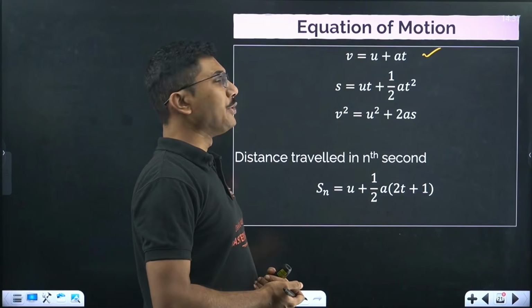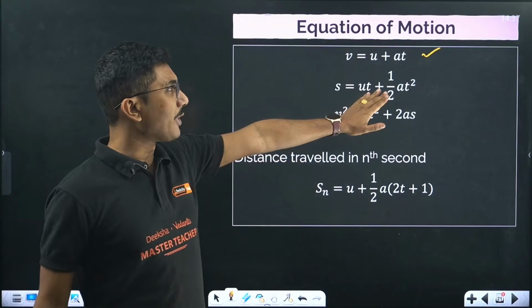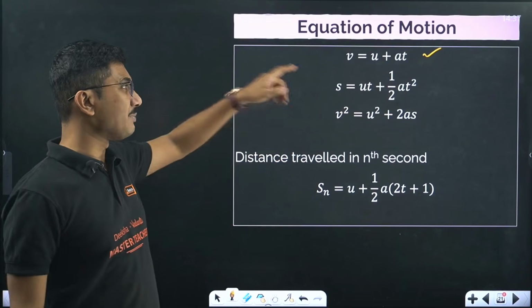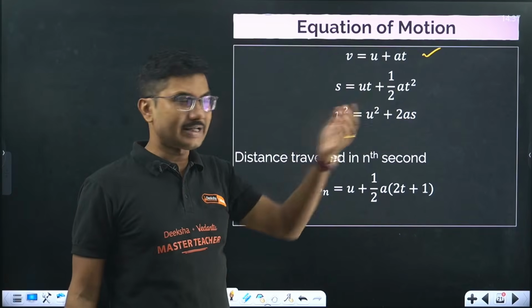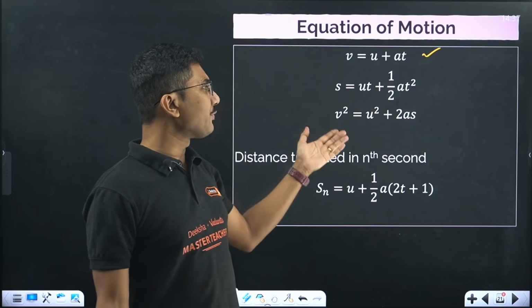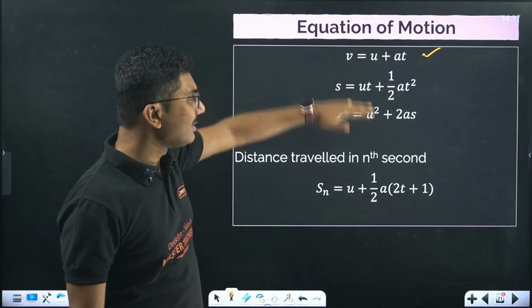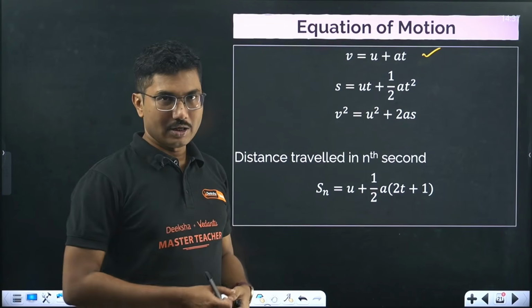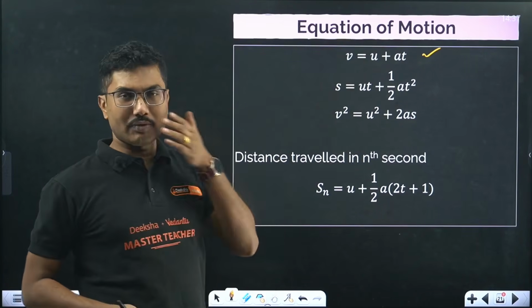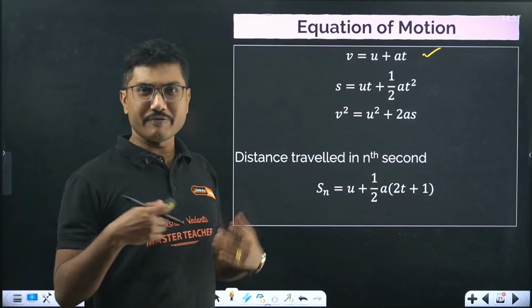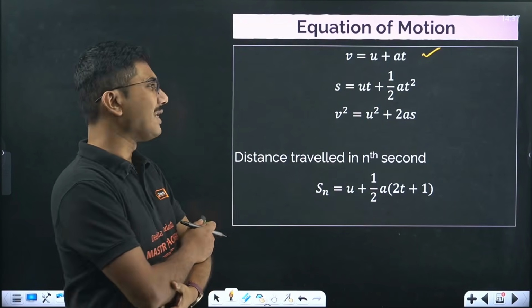s equals ut plus half at square. This is also a very common equation. s is the displacement, u is initial velocity, a is acceleration, t is time. And v square equals u square plus 2as. Now all these three equations are interlinked. Interlinked means you can use one equation to go to any other equation. So basically these three equations are not very independent. You can go from one equation to another very easily.